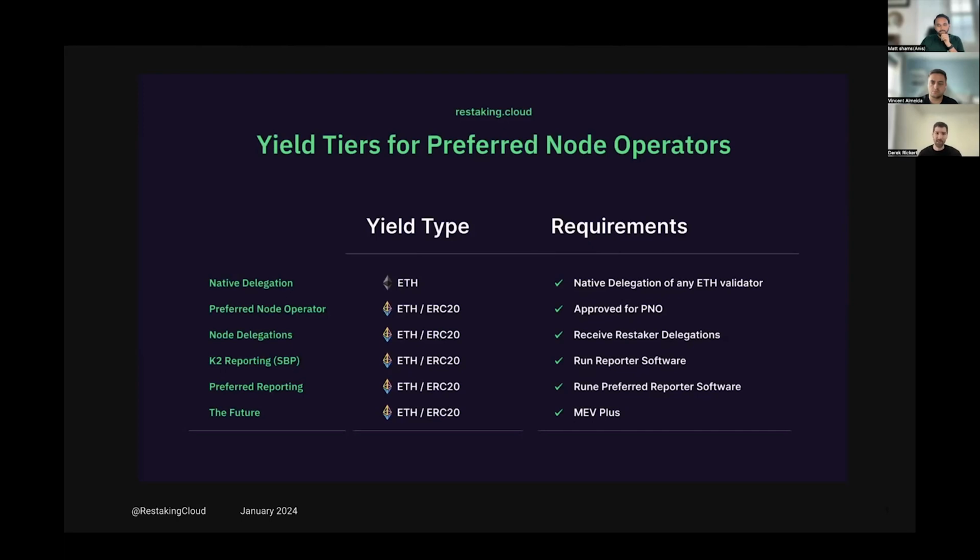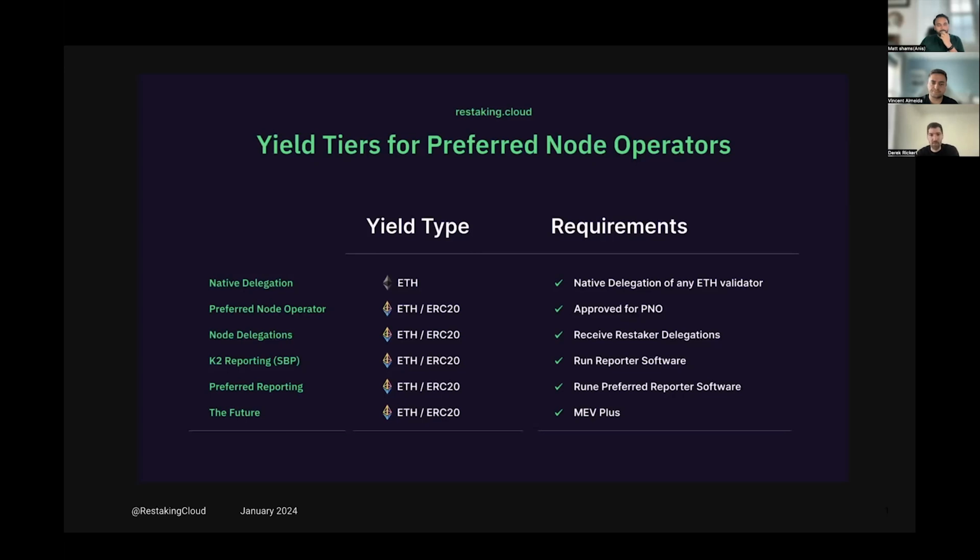Now, these node delegations go down to the same idea again: once you're a preferred node operator, people can delegate their ETH to you, and then you get to operate for them. This is all taken care of by the smart contracts, and you just start to collect 20% of all the rewards you're making off of other people's delegations.